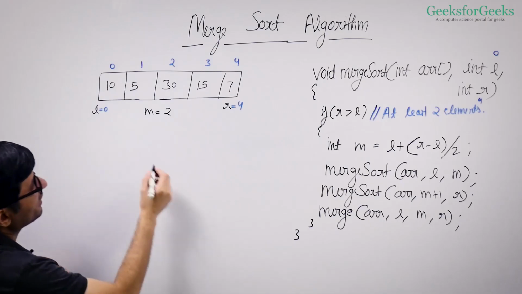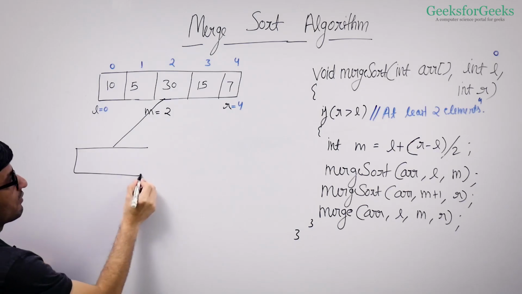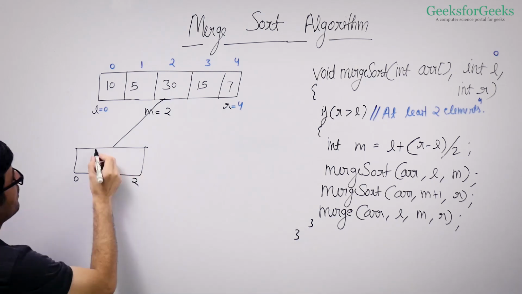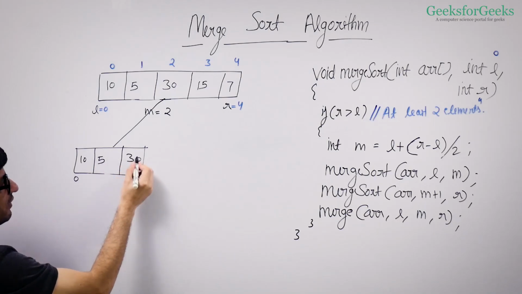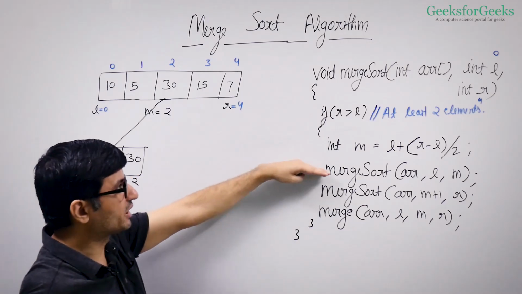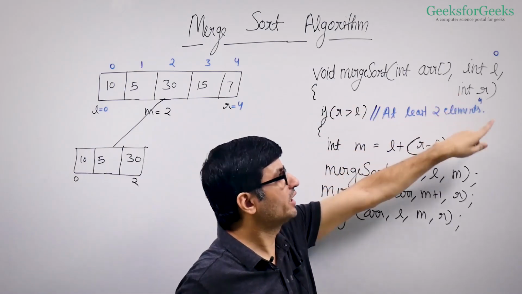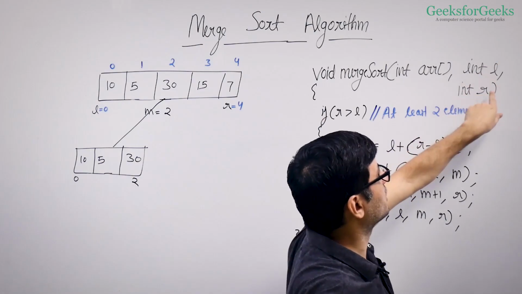And what it does here, it makes a recursive call. It makes a recursive call for 0 to 2, low to M. 10, 5, 30. Now the recursive call function begins with L equal to 0 and R equal to 2, right? Your new values are 0 and 2 in the recursive call. This is 0 and this is 2.